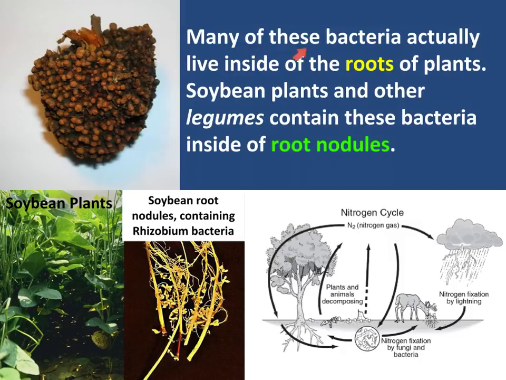Many of these bacteria actually live inside of the roots of plants. Soybean plants and other legumes contain these bacteria inside of root nodules. So on number 9, where do nitrogen-fixing bacteria often live? The answer is in yellow, roots.